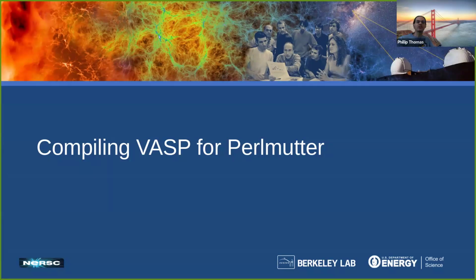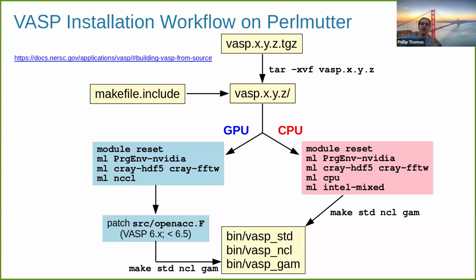Finally, the last section of the talk is compiling VASP for Perlmutter. This section will be useful for you if you would like to build your own version of VASP. The workflow for this is fairly simple on Perlmutter. You start by obtaining the source archive, the VASP TGZ file, from your VASP vendor. If you have this file, then you can upload it to Perlmutter.